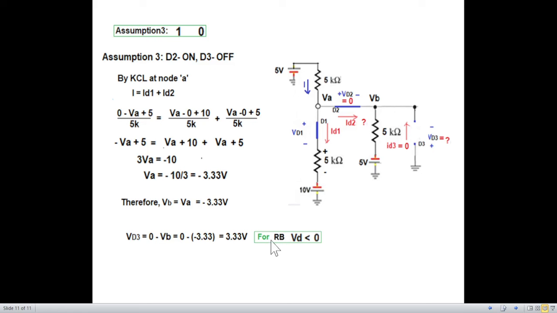And for reverse bias, we know that VD has to be less than 0, but in this case it is positive, not less than 0. So there is a contradiction. Therefore, assumption 3 is also not valid. So we can safely conclude that assumption 3 is not valid, and therefore we had concluded that assumption 2 is valid.